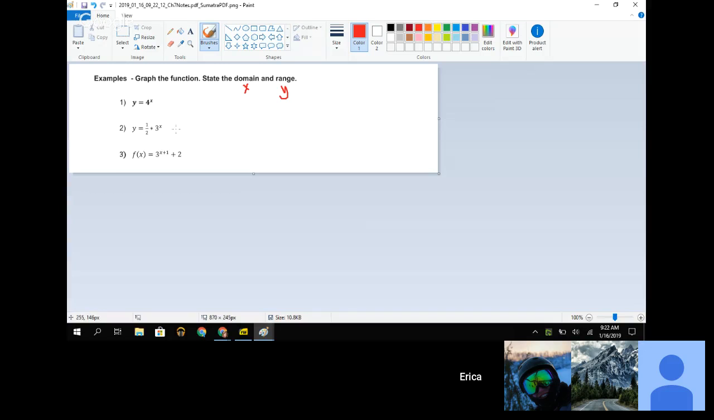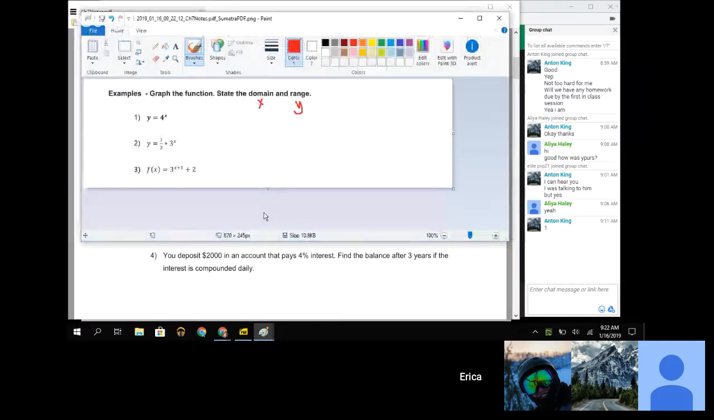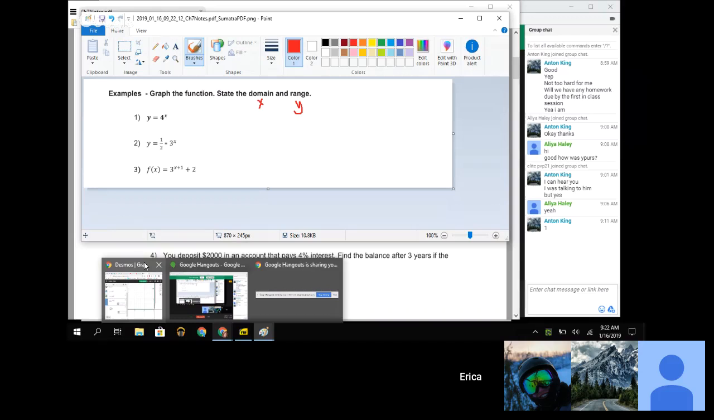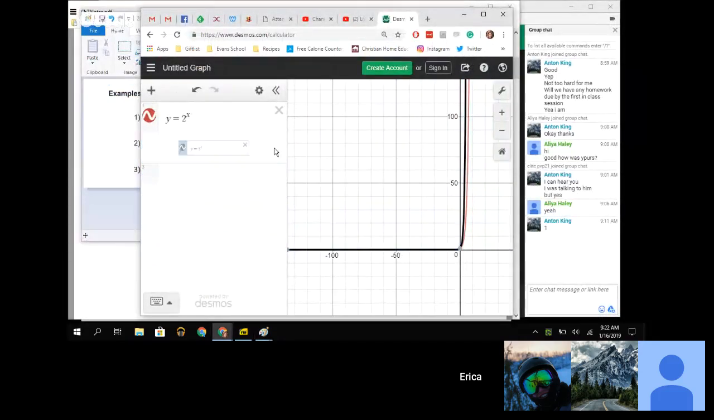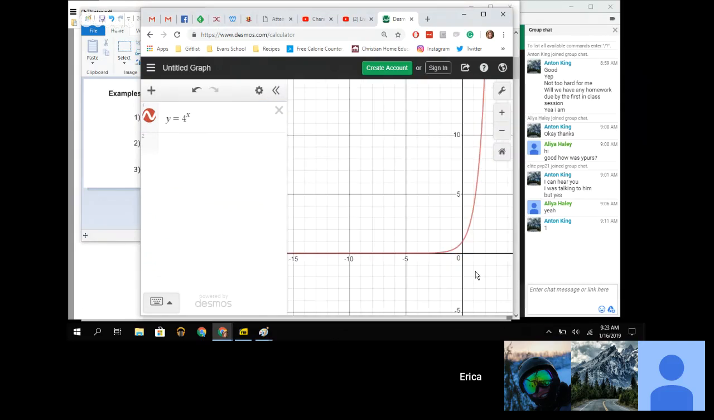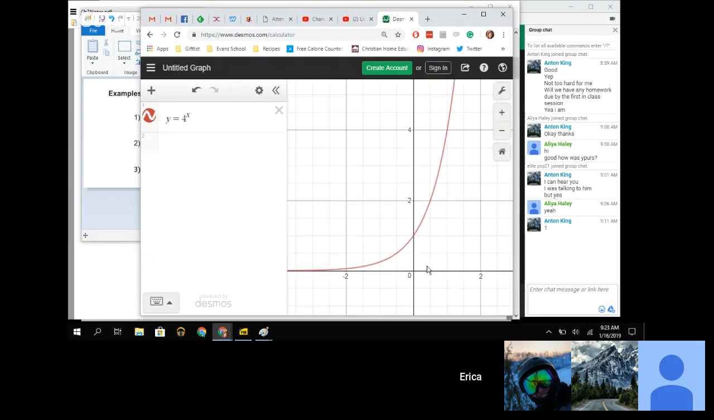Okay, so if I want to graph the function, I'm going to use a graphing tool. You don't have to graph it by hand. You could if you wanted, but you don't have to. So the first one is pretty easy. It's y equals 4 to the x power. So just from what we've done today, you should have an idea of what this looks like. Y equals 4 to the x power. And excuse me, I'm going to zoom back in a little bit so we can see those distinctive points.